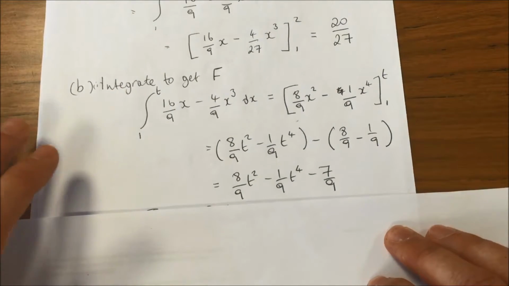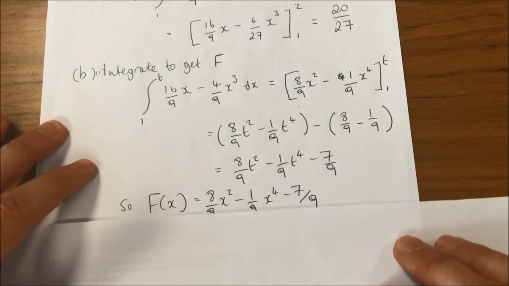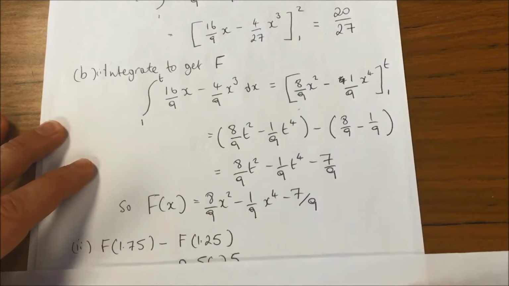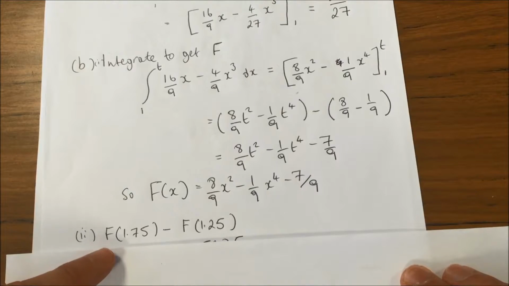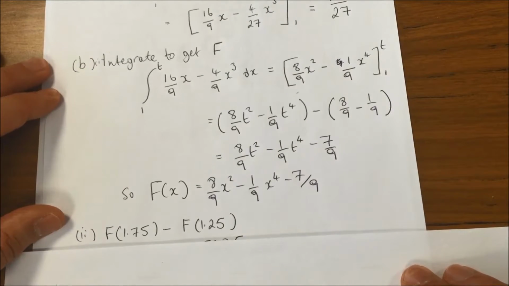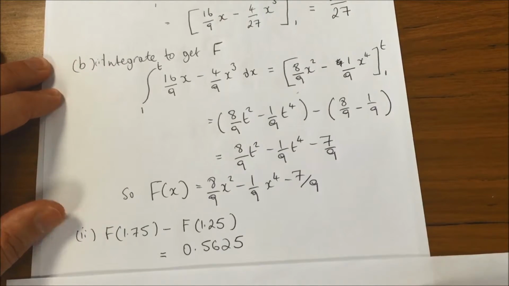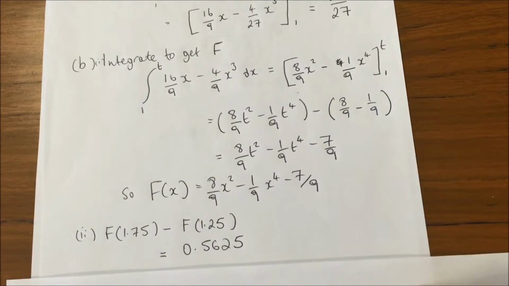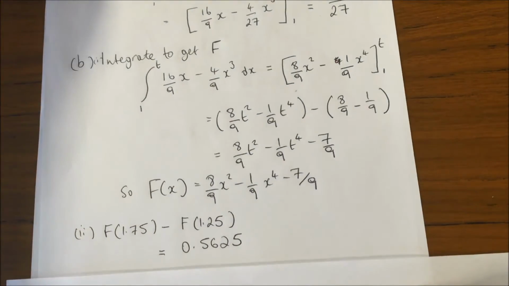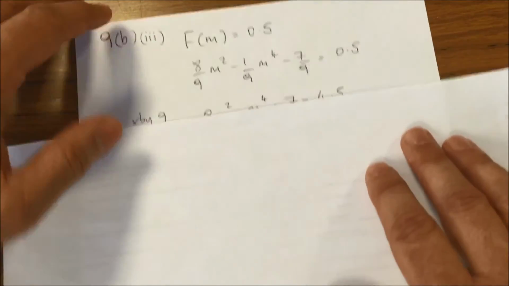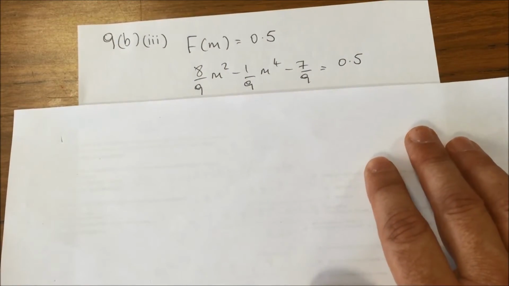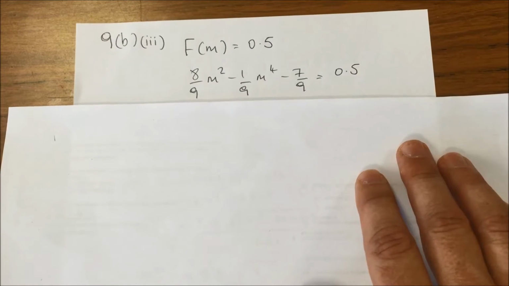So to do the probability for part b(ii), that is between 1.25 and 1.75, it is simply big F of 1.75 take away big F of 1.25, which works out to be 0.5625. Then the next part of this question is asking about the median. So the median needs big F, so I've got big F of m is equal to 0.5.